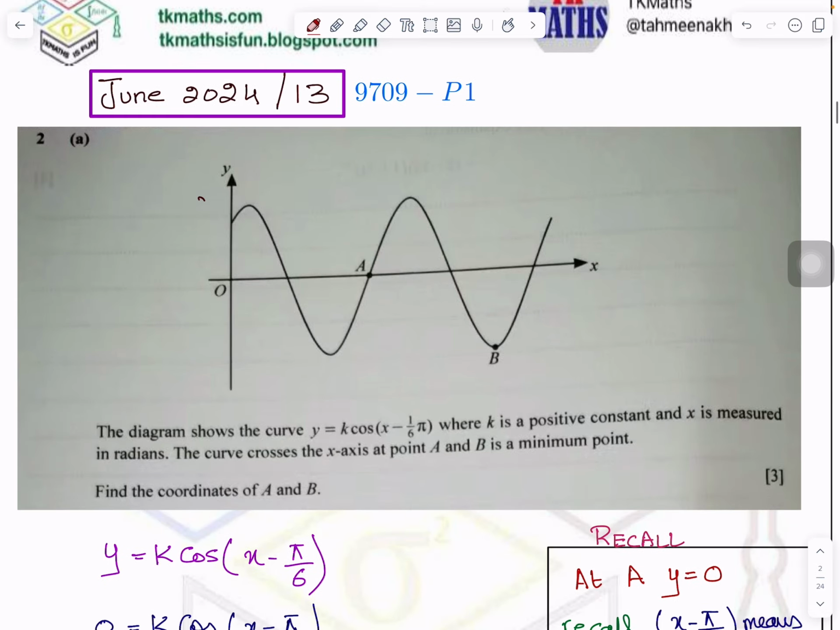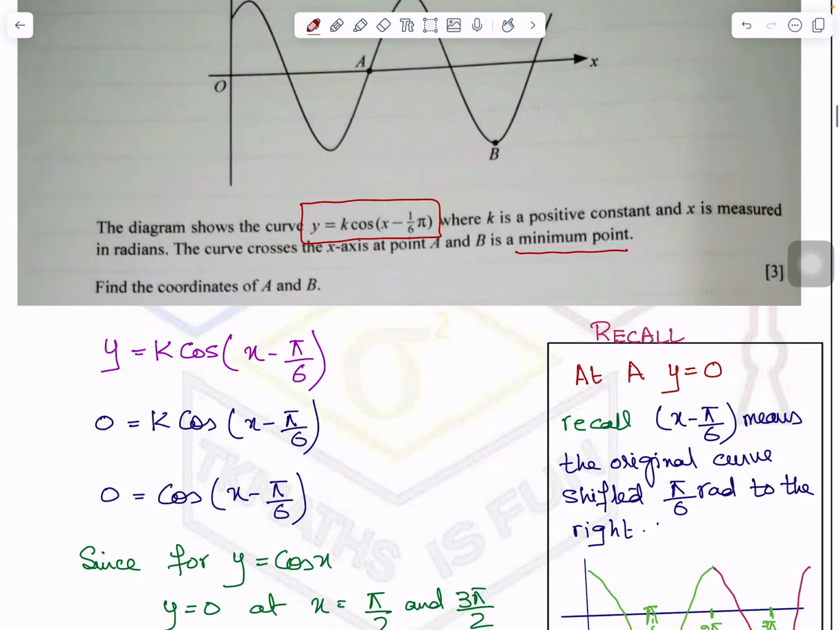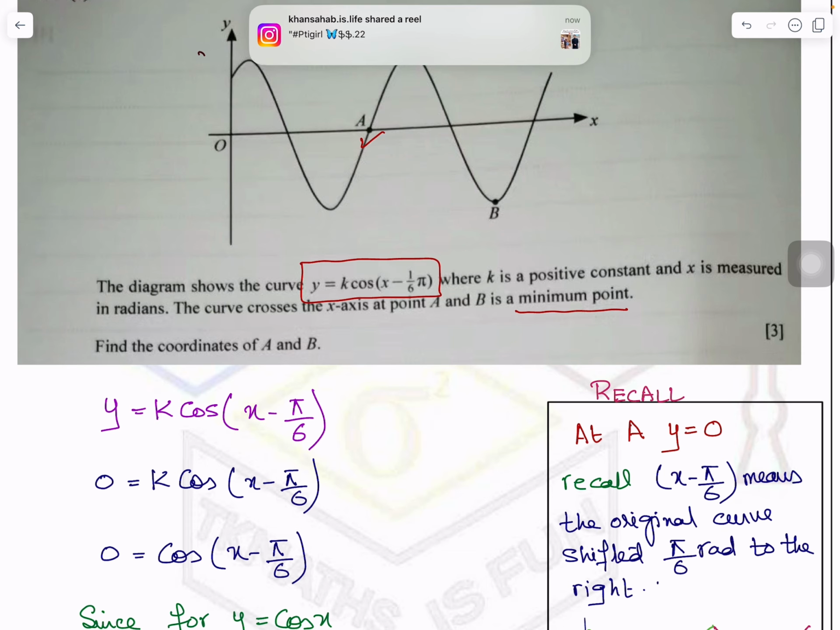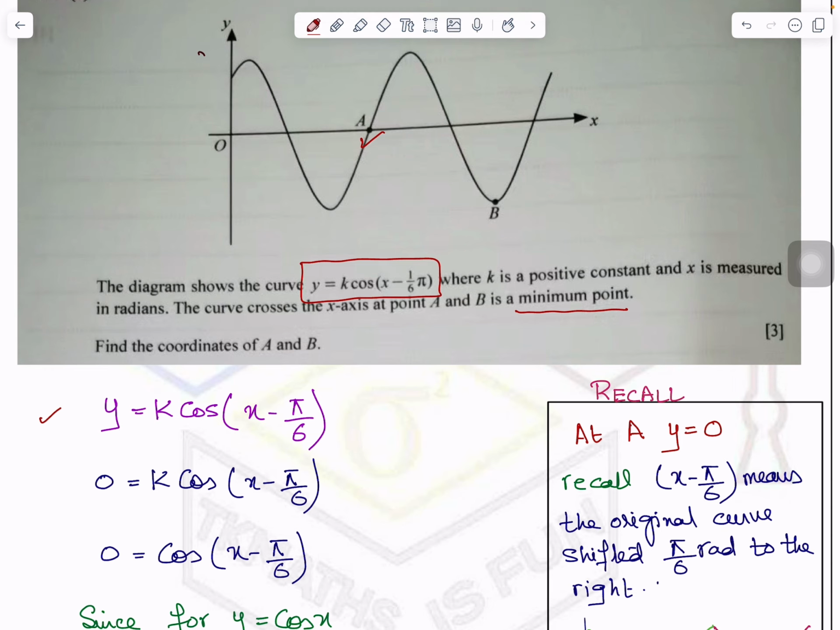Now this is question number 2, where the equation of the curve is given to you. The amplitude is k, which is unknown, and you have to find the value of a and the coordinates of A and B, basically. A is on the x-axis and B is at the minimum point. Two pieces of information are given to you here. You can recall that at point A on the x-axis, the y coordinate will be 0. So in this equation, I am putting y equals 0.